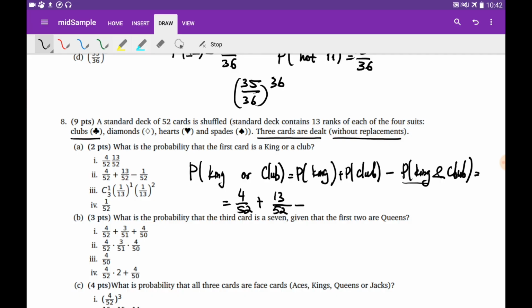There is only one card which is king and club, so it is going to be 1 divided by 52. So the option which corresponds to this is going to be the second option.